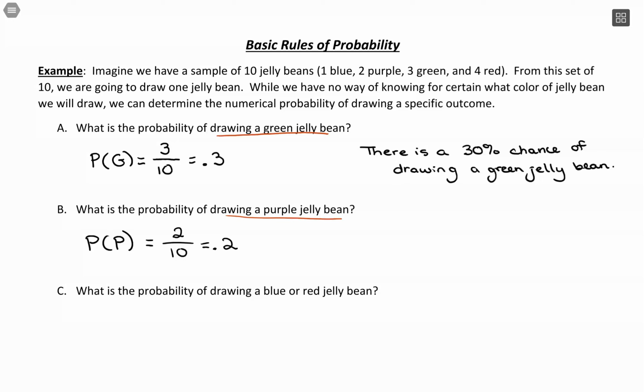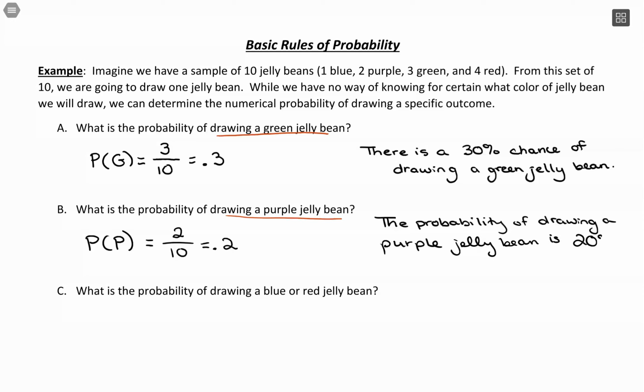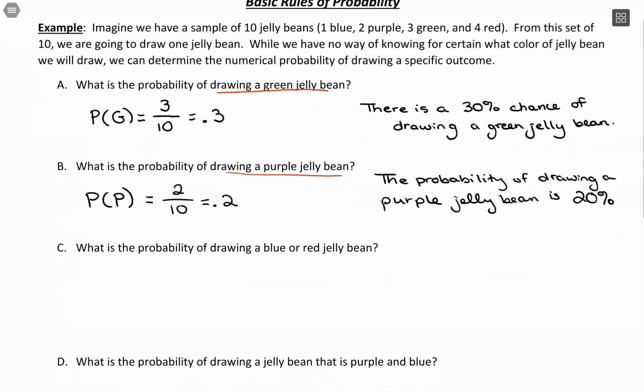Another way of answering probability questions is instead of in terms of a percent chance, you can think of answering a little more directly. Either way is fine, but we could say the probability of drawing a purple jelly bean is 20%. So you can use those to get started. Of course, there are so many other ways to phrase it, but if you need a guide, you can follow those structures.